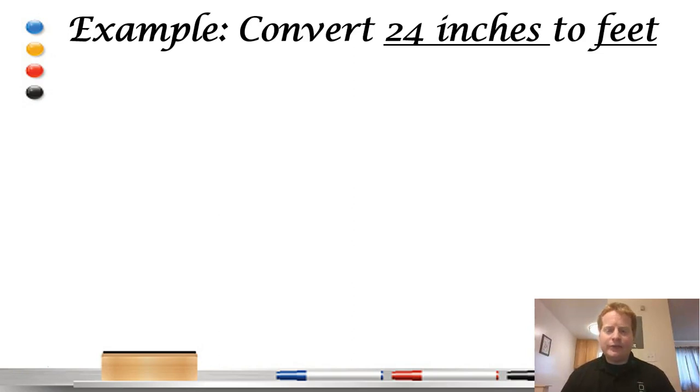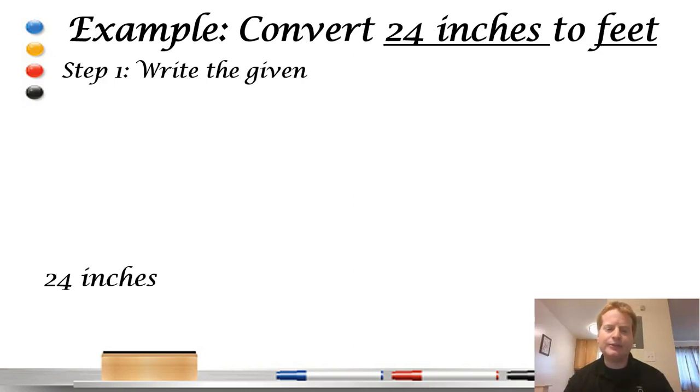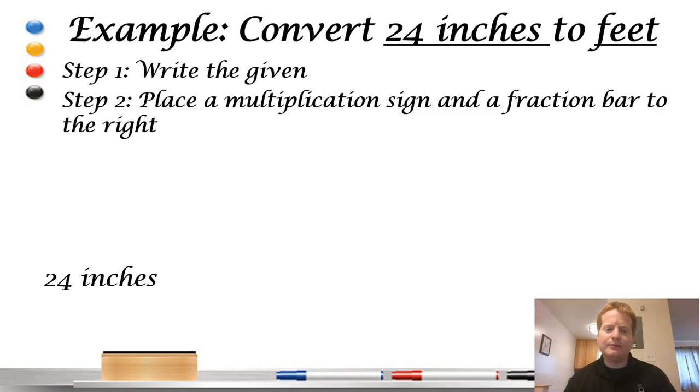So let's see. The first thing you always do is take what you're given. The given here is that we have 24 inches that we're trying to convert. So we're going to start with that, 24 inches. And then what we do is we multiply by a fraction. This is going to be the case for every problem. So I'm going to put the multiplication symbol and the fraction bar.